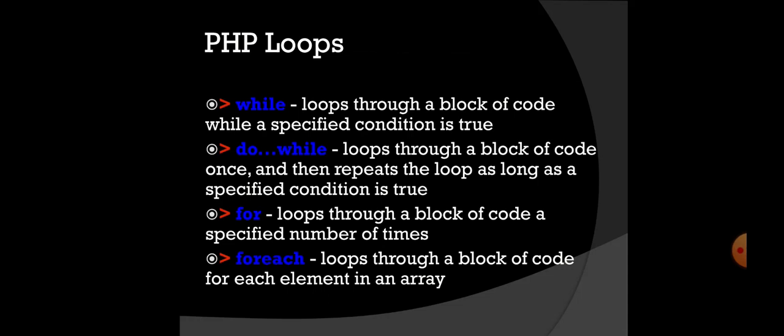And PHP loops, we have while loop, do while loop, for loop, and foreach loop. So the while loop and for loop are entry control loops, whereas the do while loop is the exit control loop. What's the difference between entry control and exit control loop is, in an entry control loop the condition is checked at the entry point itself. If the condition is true, the remaining part will be executed. In the exit control loop, we first execute the statements, then we check the condition. If the condition is true, the loop will be executed once again.